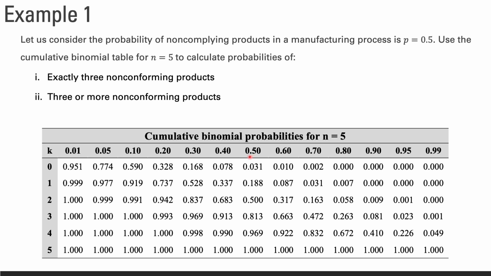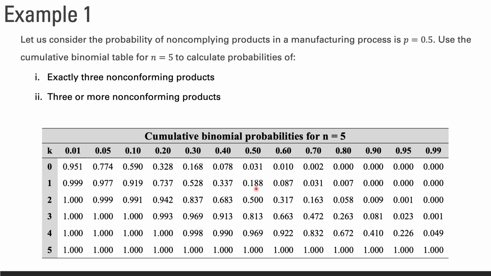Now, it is already mentioned that the value of p is 0.5, so we consider this column only. We start with this and go downwards. The first one is 0, meaning 0 non-conforming products with p = 0.5, so this states the probability of finding exactly 0 non-conforming products in that sample of 5. The second one, which relates to 1, represents the probability of finding 1 or less than 1 non-conforming products.